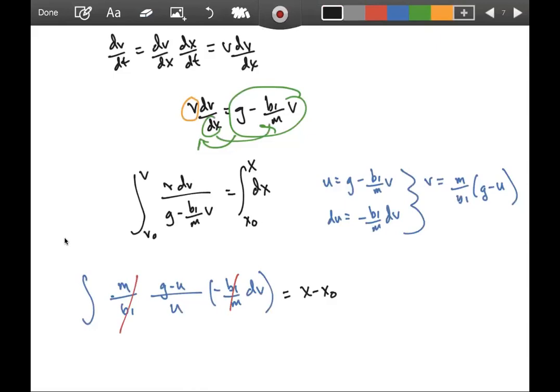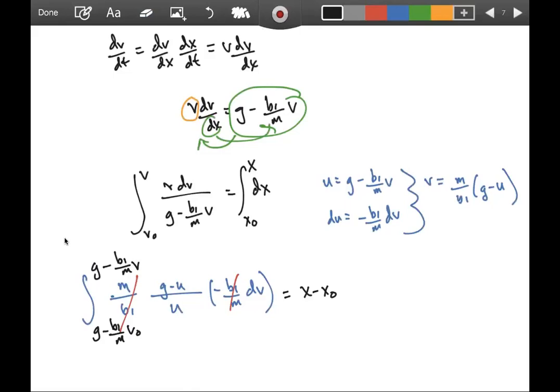Now, again, let's talk about our bounds. For our bounds, when v is equal to v0, I'm going to get g minus b1 over m v0. And then the later bound is g minus b1 over m times v. Let's simplify that a little bit further. Notice what I can do now is split up the integral on the left-hand side into two integrals. I'm going to get g over u, which is simply a natural log, and then a minus u over u, which is the same thing as 1.